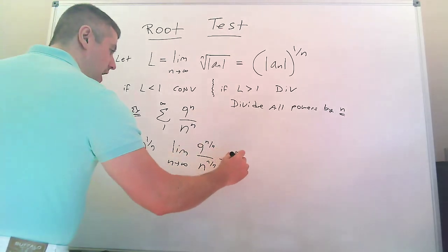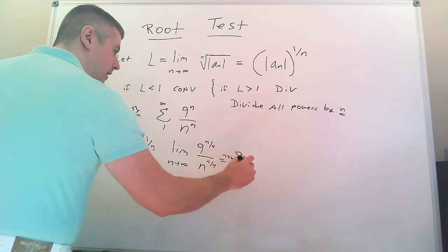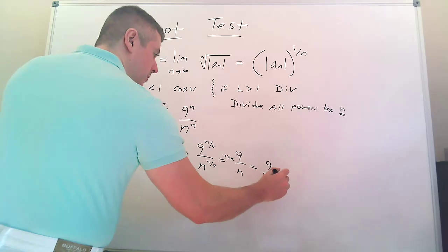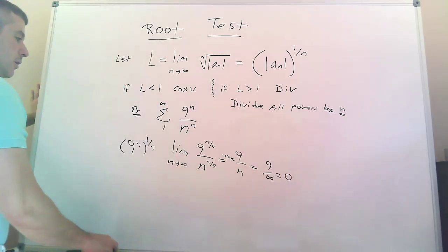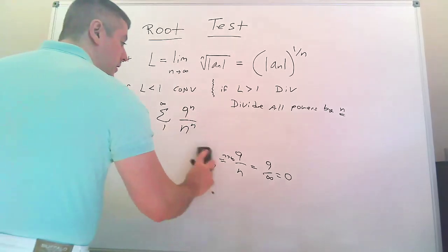So on the top, you just get 9. On the bottom, you just get n, and n goes to infinity. That is supposed to be there. Being lazy because I'm just showing you. So that would be 0. So that one would mean converge, right? The limit is less than 1.